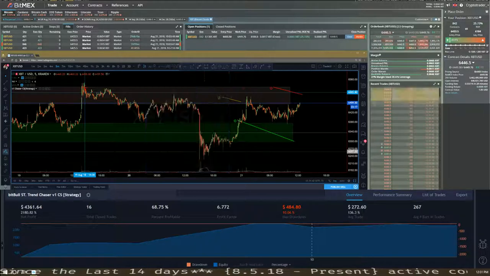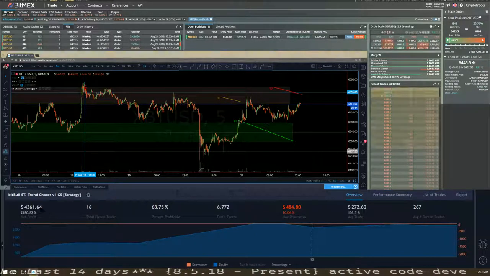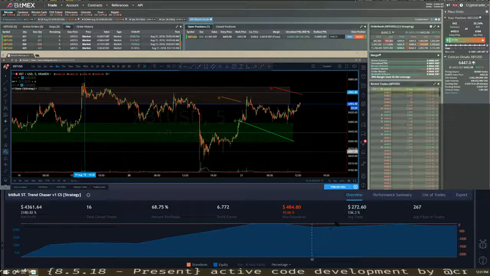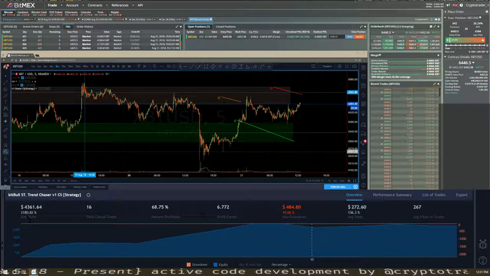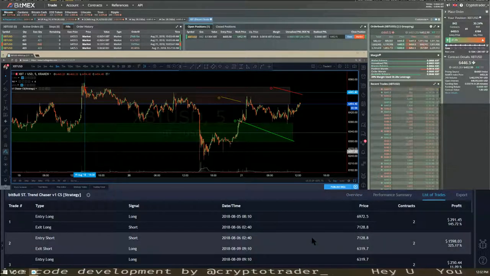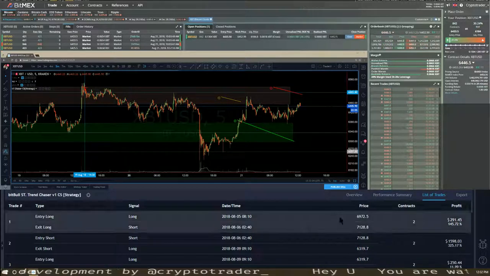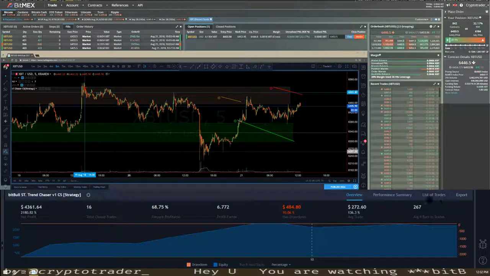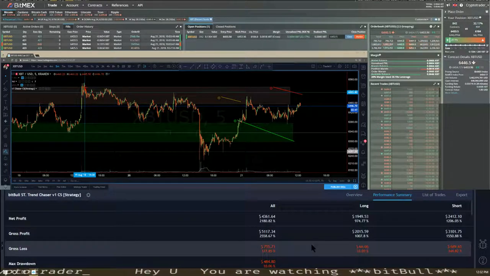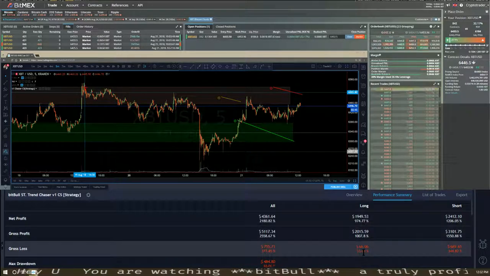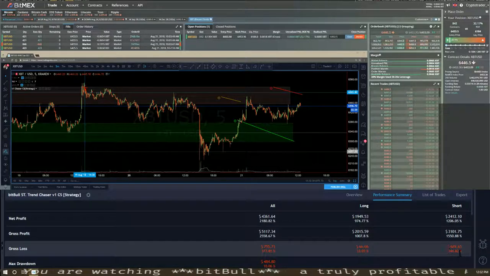Now you got 2x leverage on, so your backtest is going to look like this. Last 14 days, we'd have made $4,000. Vintage gains, 1,000% gains. Everything's still the same. Now, what's going on with these losses? In our list of trades, let's go into the performance summary. We got a gross loss of $755, all right? Gross loss on longs was $60, and a gross loss on the shorts.